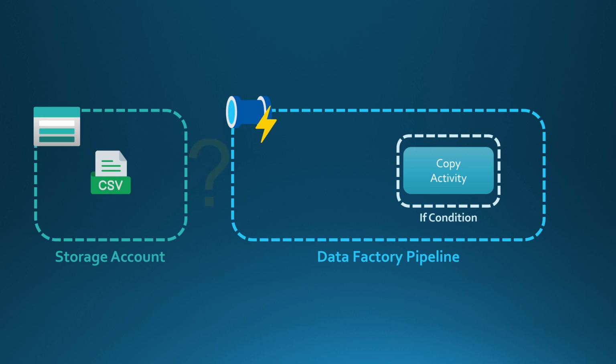Of course, we can use the Get Metadata Activity in Data Factory and fetch the last modified timestamp of the CSV file, and then have the logic in our if condition to only run the copy activity if the CSV file has been modified in the last 24 hours.